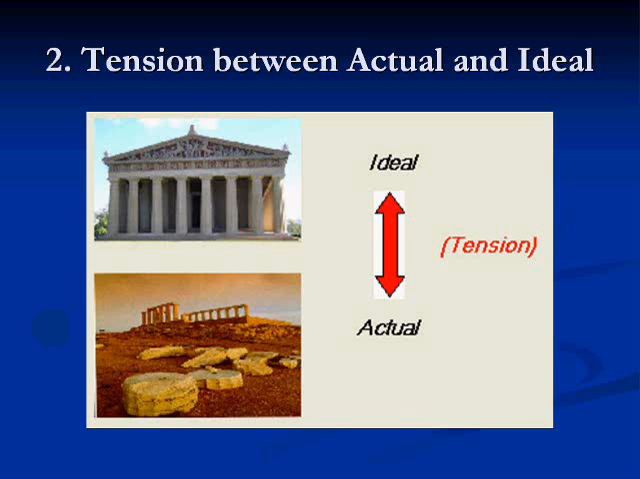The second point is that there's a tension between actual objects and their ideals. Here's an example with a Greek Parthenon, but we can take a more concrete example of our car in our garage. When we look at the actual jalopy that's out there, we see that it's different than the ideal picture of the perfect car that we have in our brains. And there's a tension that arises when the actual doesn't match up to the ideal. And this applies to every individual object in the universe.